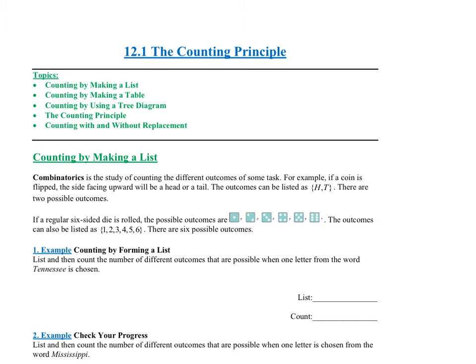Welcome back. So now we're going to start chapter 12, which is about probability. And what probability is, really, is the chance of something occurring. And for the chance of something occurring, we need to know how many different ways something can occur. So for instance, I'll start with a simple example of flipping a coin.